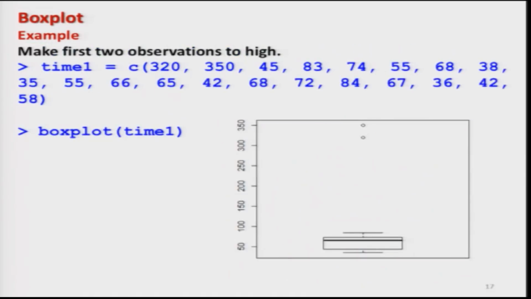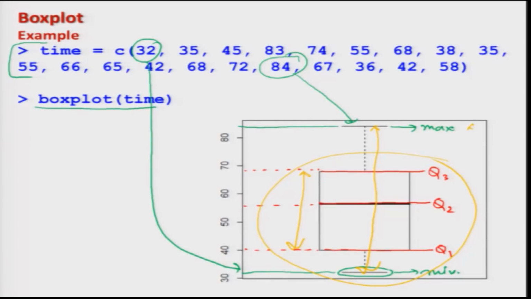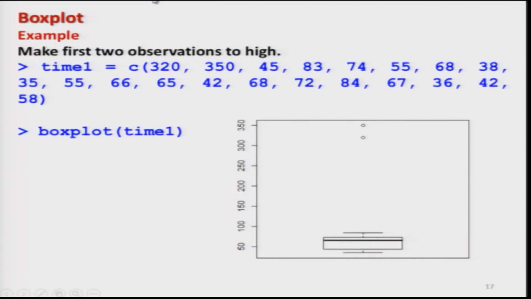Now, what is the use of this box plot? How is it going to help us? So, now what I have done here, first please try to notice the first two values which I am indicating here. These are 32 and 35. Now, in the same data set, I make them 320 and 350, very high values, and I give this data a new name, time 1, and then I create the box plot of time 1.